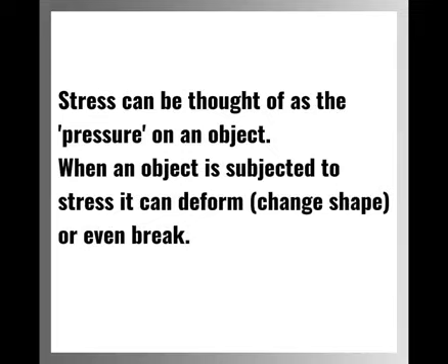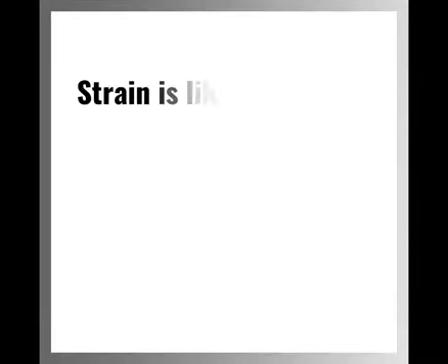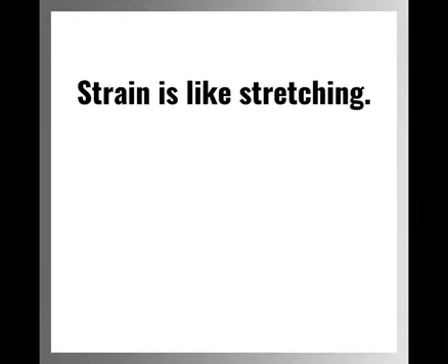When an object is subjected to stress, it can deform or even break. There are different types of stress, which include tensile stress, pulling apart, compressive stress, pushing together, and shear stress, a sliding force. Stress is a key concept in elasticity because it helps us understand how materials behave when they're subjected to forces. Next is strain. Strain is like stretching. Imagine you are stretching a rubber band.